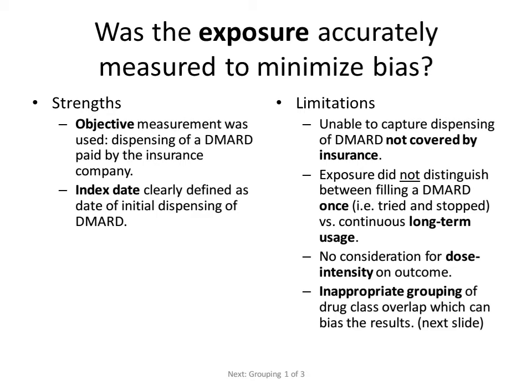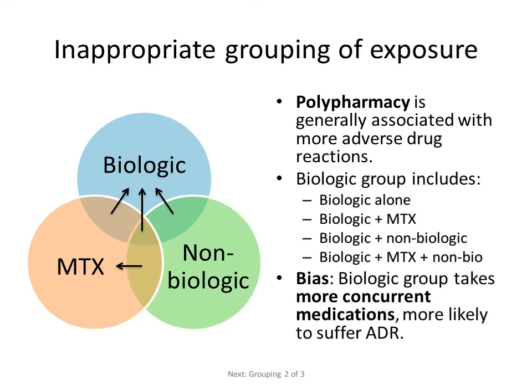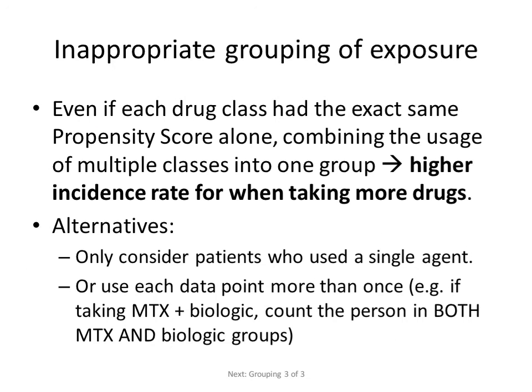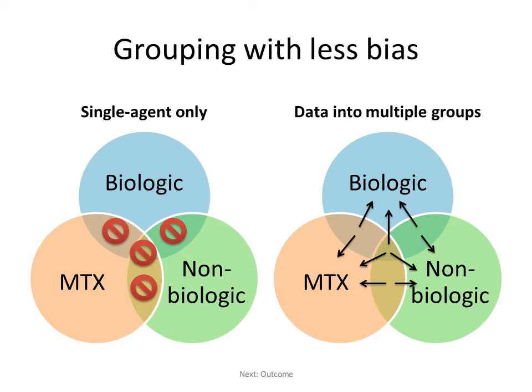Exposure measurement was objective and clearly defined, but there were missing data for any drug that the insurance did not cover. Most importantly, there was an issue with the grouping of exposures. Patients in the biologic group could also take methotrexate and other non-biologics, so it's not surprising that patients in that group would experience more adverse effects because they're taking more drugs than the non-biologic group. There are better ways of dealing with the overlapping areas on that Venn diagram. The authors could have ignored the overlap regions and only analyzed single drug usage. Or if the sample size is too small for that, allow multiple entry of patients taking more than 1 DMARD.